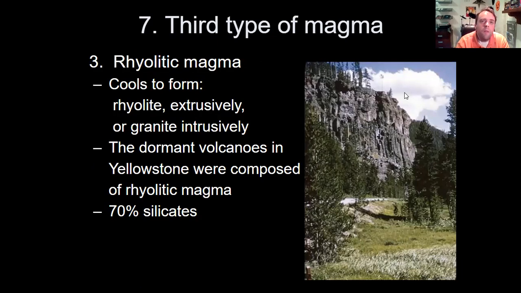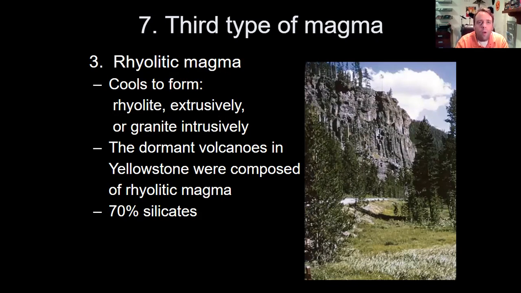Last type of magma is called rhyolitic. If you remember back to our rocks, rhyolite. Rhyolite is almost the exact same mineral composition as granite. The difference is that it erupts. It cools off very quickly. So rhyolitic magma has the highest silica content. It's so sticky, most of the time it gets trapped underneath the crust and cools to form granite.